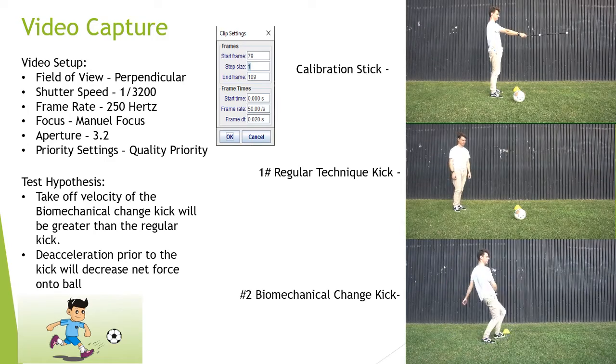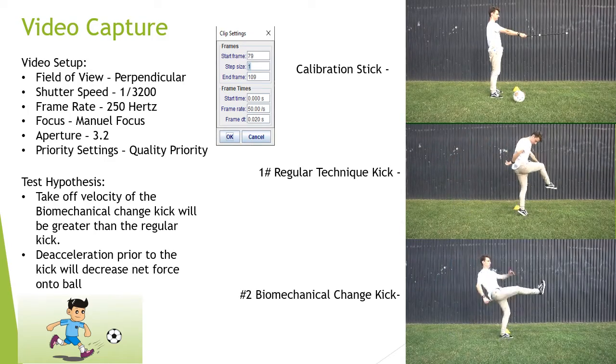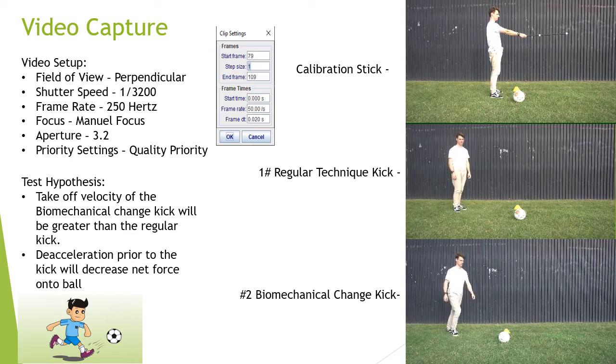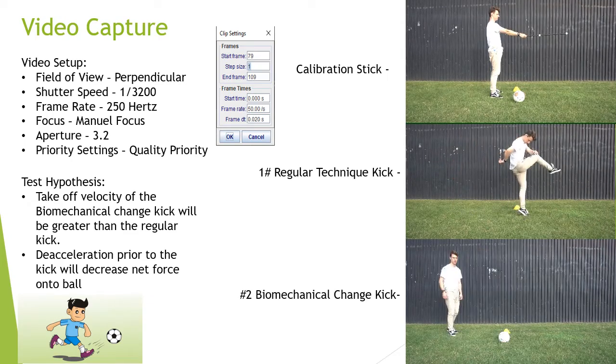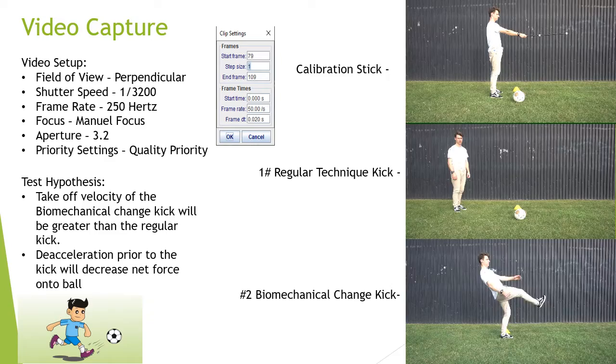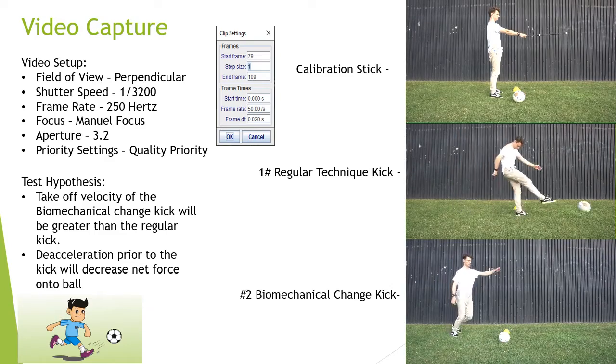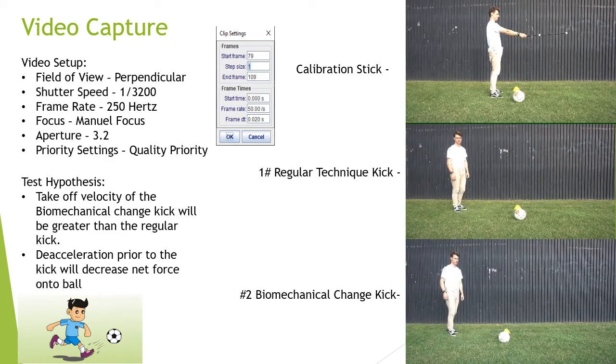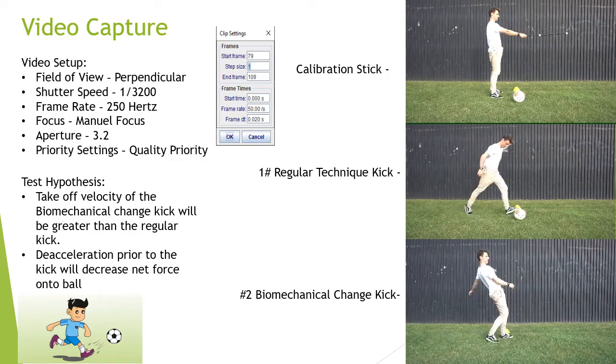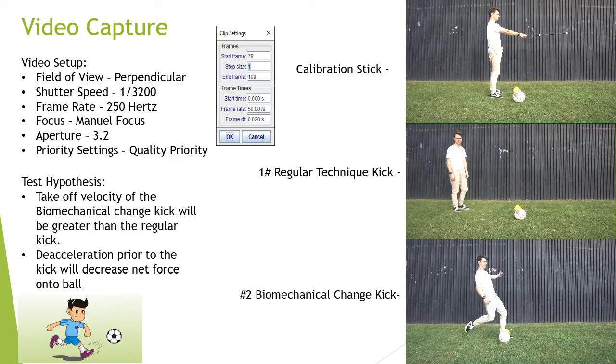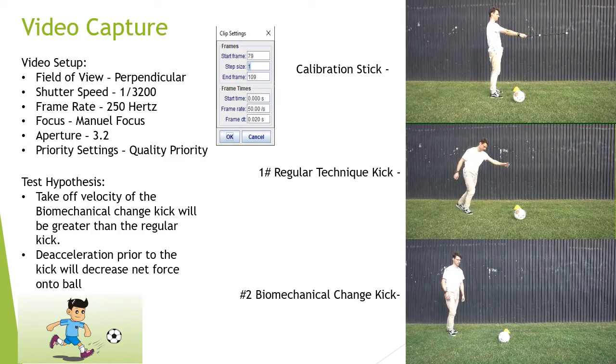I then placed a yellow cone behind the soccer ball to ensure it would be placed in the same spot for both videos. Once everything was set up, I then asked the participant to hold the calibration stick in line with the direction the ball would travel and collected a short video. Shortly after, the participant performed the two actions of kicking the ball. I would count down from 3 and proceed to record after doing so.